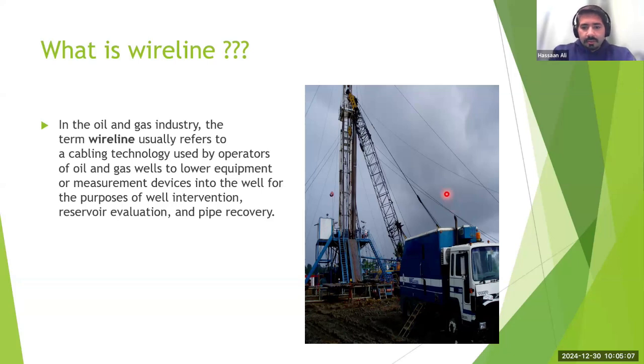So this is what a typical wireline setup would look like. We have a wireline unit right over here. There are a bunch of cables that you can see over here, but there is one cable that is going through the wireline unit in through a sheave into the rig, and through the rig it's going downhole into the well. And this cable can be either electrical cable or a mechanical cable. We are going to talk about the differentiation between the two cables in the coming slides.